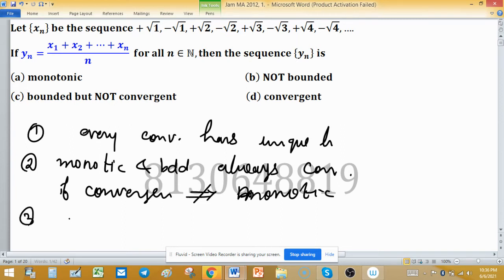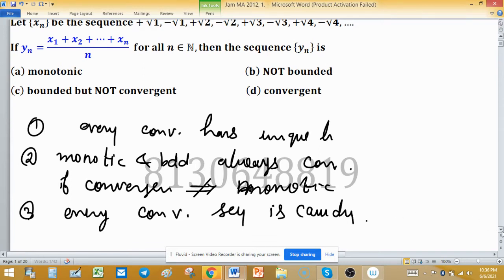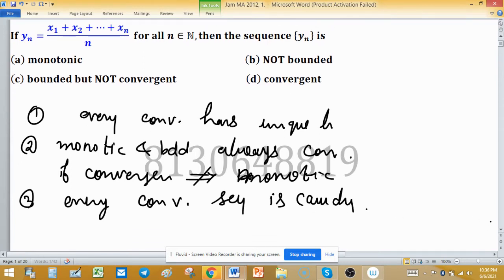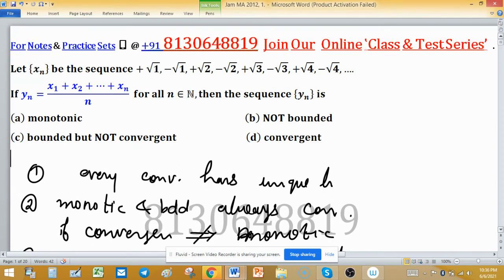Third point: every convergent sequence is Cauchy. Every convergent sequence is bounded also. These are a few points we have to recall while solving this problem, and we can easily discard options on reaching some stage.